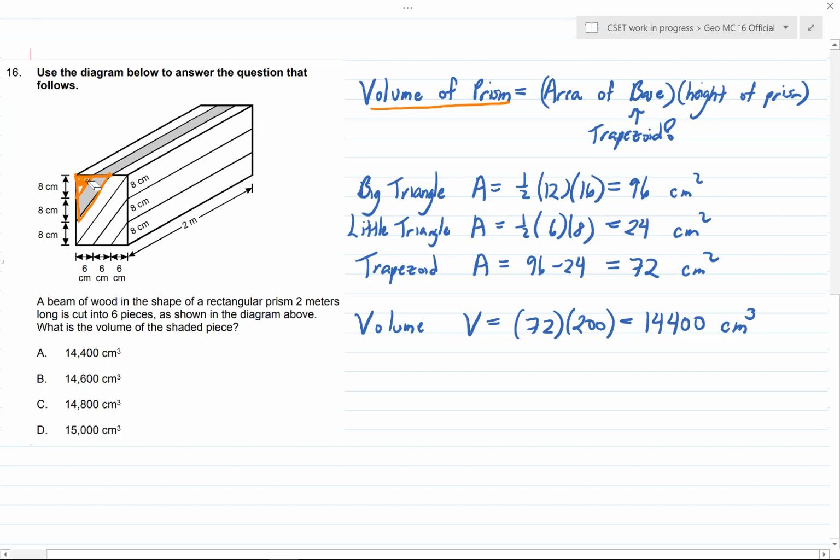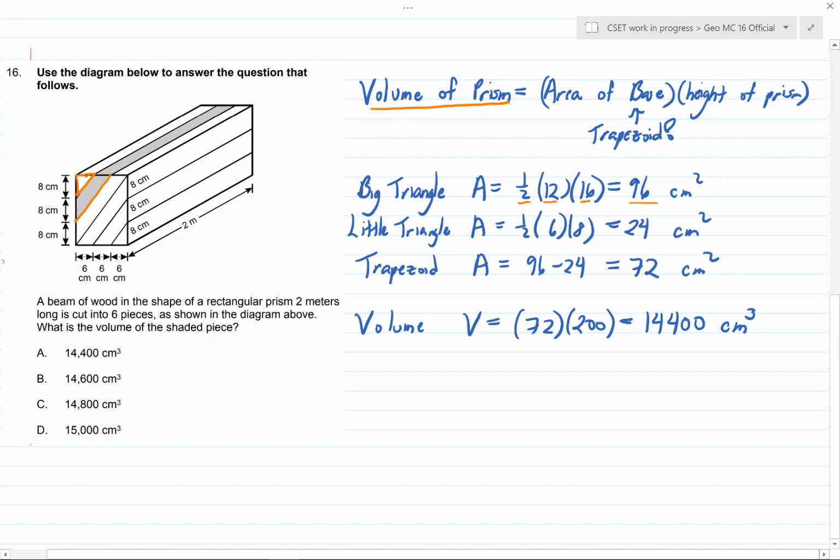So they do that over here. The area of this big triangle, it's nice, the base and the height are perpendicular. So it's 6 plus 6 is 12, 8 plus 8 is 16. So I have half of 12 times 16. That gives me 96.